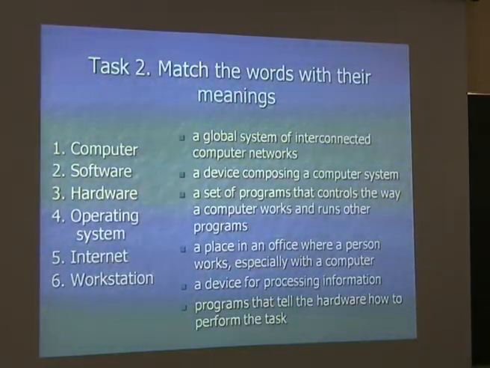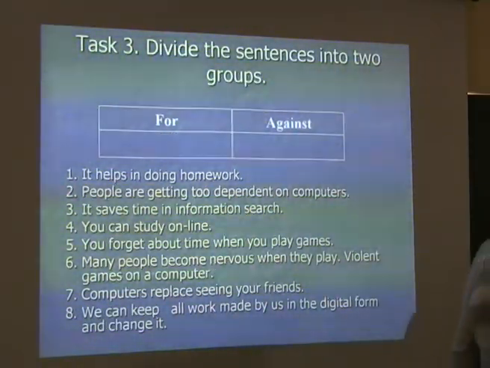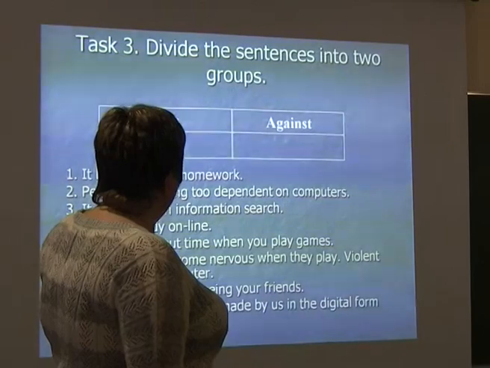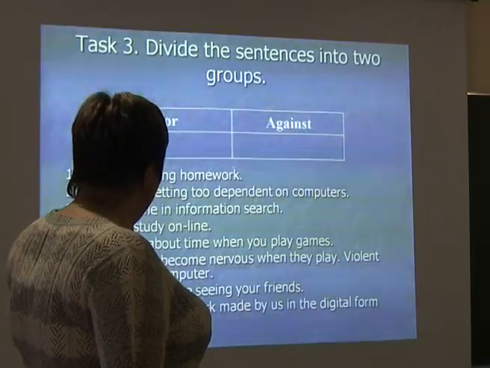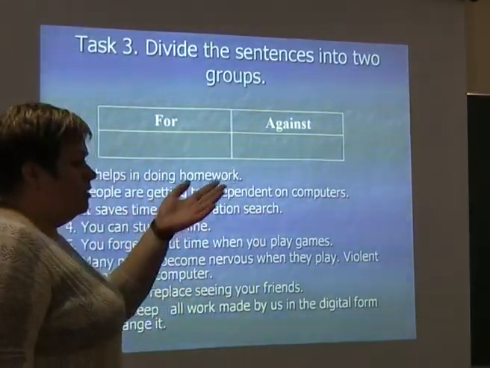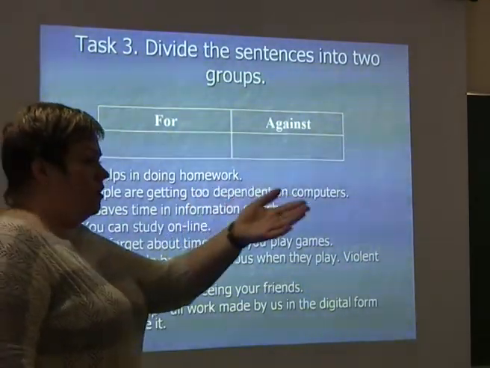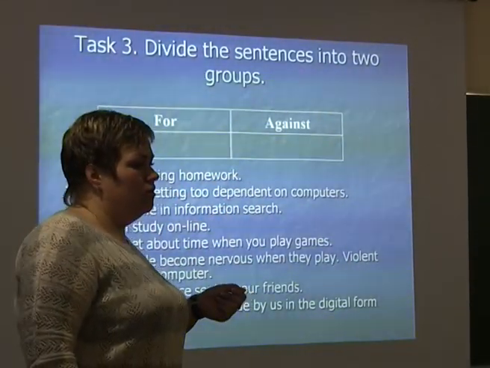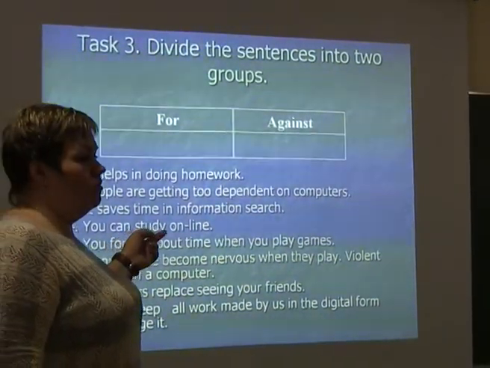So good. And the next task for group number 3. So divide the arguments into 2 groups, arguments for and arguments against. Arguments for. Marina, read the first argument. It helps in doing homework. Good. The next argument, Andrew. It saves time in information search. Good. Valera. You can study online. And Mary. We can keep our work made by us in the digital form and change it. And change it. Is that all?